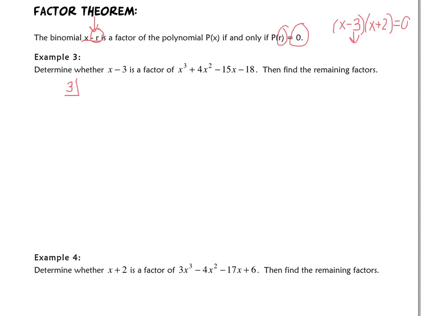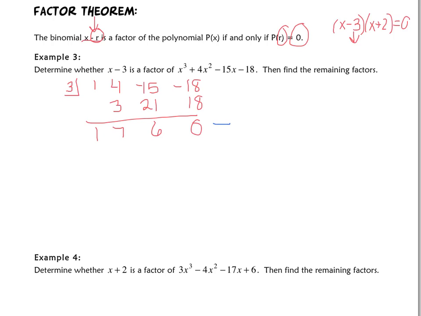All right, let's line up and write our coefficients. I have all my values of x, so I don't have to put a placeholder. Again, we bring down the 1. Diagonally, we multiply. So we get 1 times 3 is 3. 4 plus 3 is 7. 7 times 3 is 21. Negative 15 plus 21 is positive 6. 3 times 6 is 18. Negative 18 plus 18 is 0.